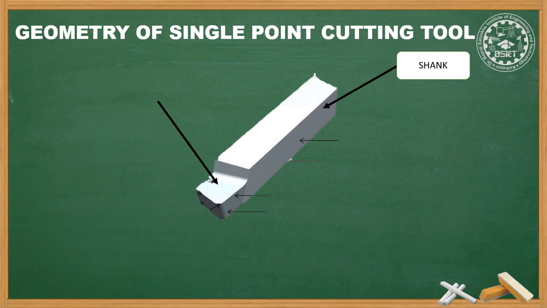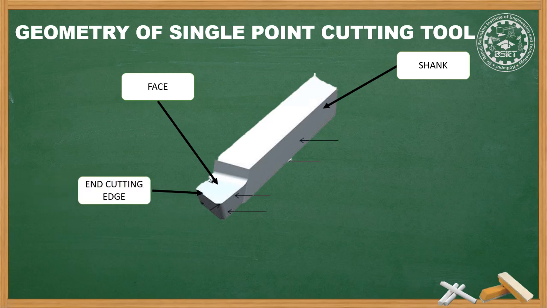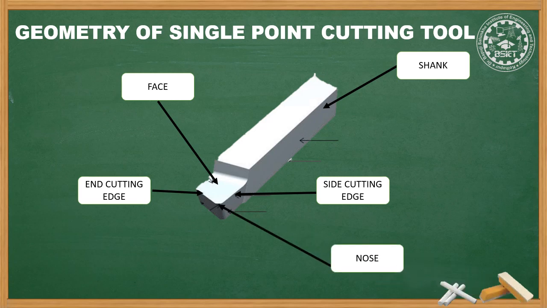Next is the face. The face is the surface on which the chip impinges. Next are the cutting edges, the portion of the face edge that separates the chip from the workpiece. Basically, there are two types of cutting edges: the end cutting edge and the side cutting edge. And the last is the nose. The nose is the intersection of the side cutting edge and the end cutting edge.